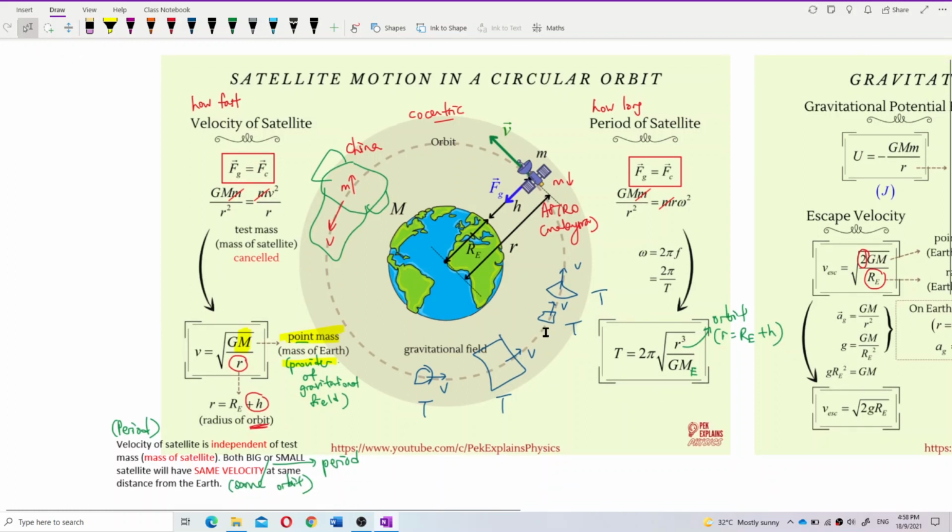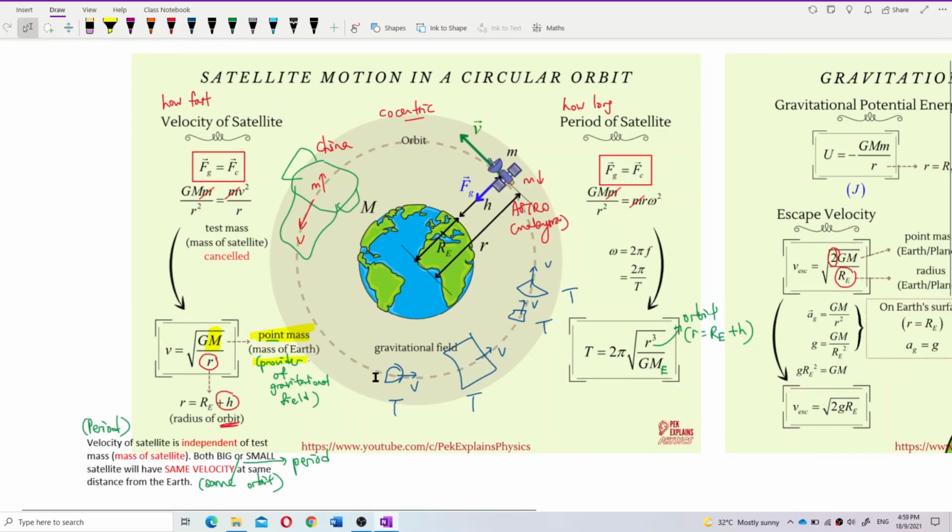So that's the formula for velocity of satellite and period of satellite. v equals square root of GM over r, and period equals 2 pi square root of r cubed over GM. I hope that you enjoy this, and now we will move on to the next video, for problem solving.